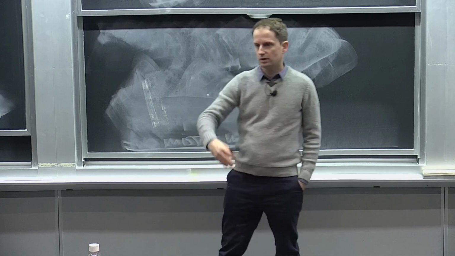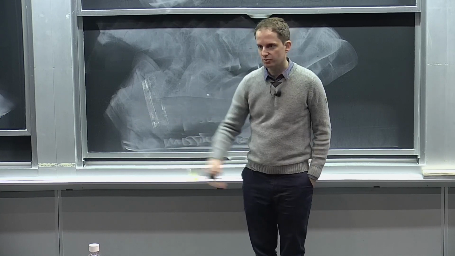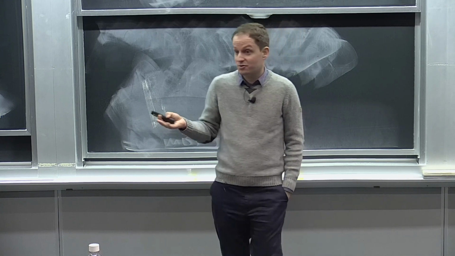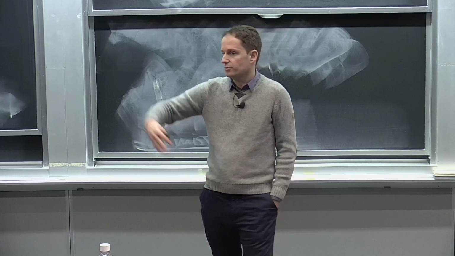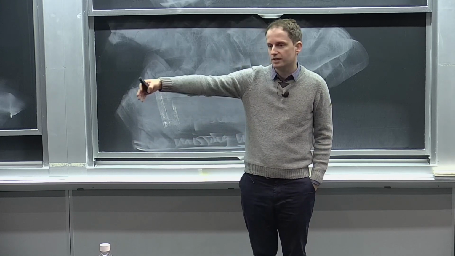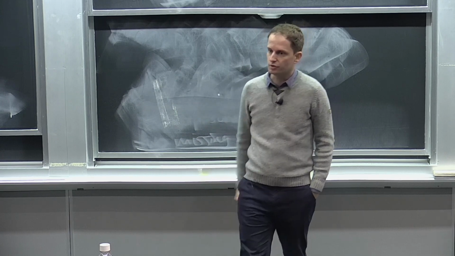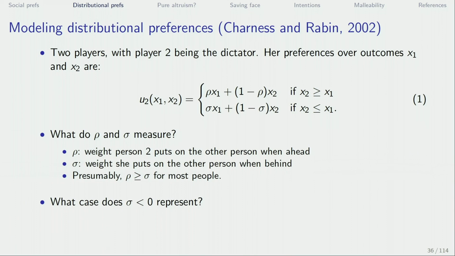If you are poorer than the other person, it's much harder to be generous, perhaps because you feel like you deserve to get as much as the other person. So why would you give the other person more? Why would you put essentially less weight on that other person if you're behind? What's the case of sigma smaller than 0?